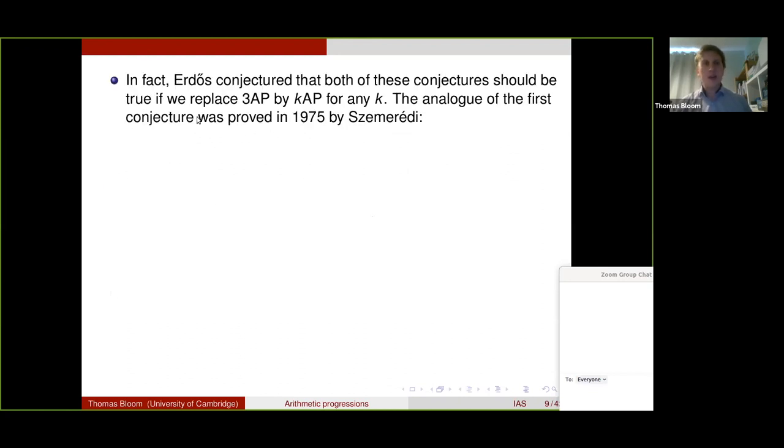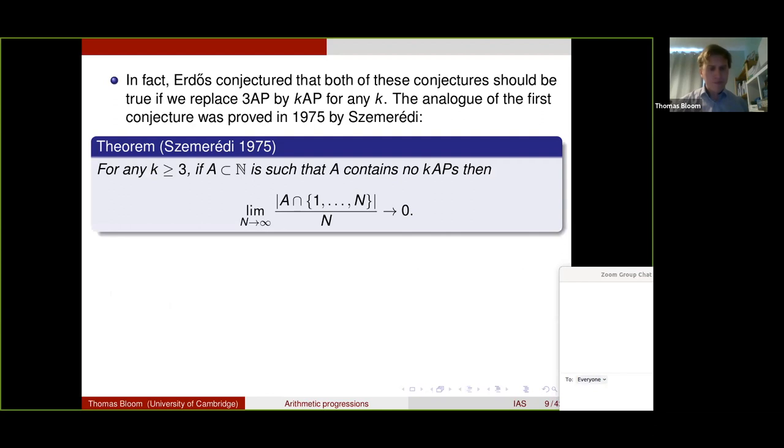Of course, Erdős didn't stop with three-term progressions. He believed that, in fact, they're true for progressions of arbitrary length. So the analog of the first conjecture, in other words, just that subsets without arithmetic progressions should have density zero, is much more difficult than Roth's theorem, and that was proved in 1975 by Szemerédi. So in particular, if I fix any length of arithmetic progression, if I take a set without those arithmetic progressions, then that set must have density zero.